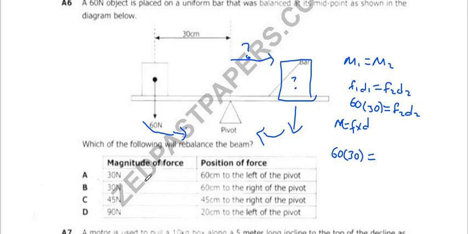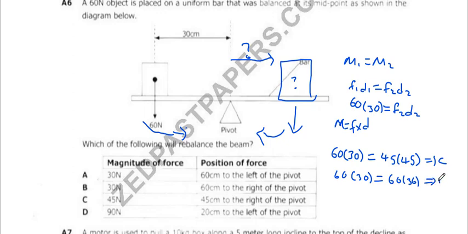So we have 60, 30. In C we have 45, 45. No need to actually solve this. So this is option C. And for option B we have 60, 30 equal to 60, 30.